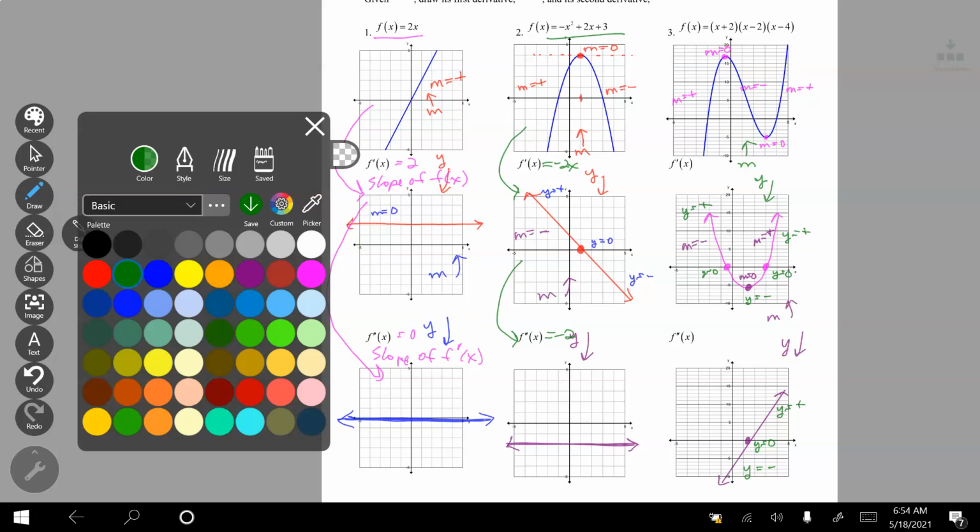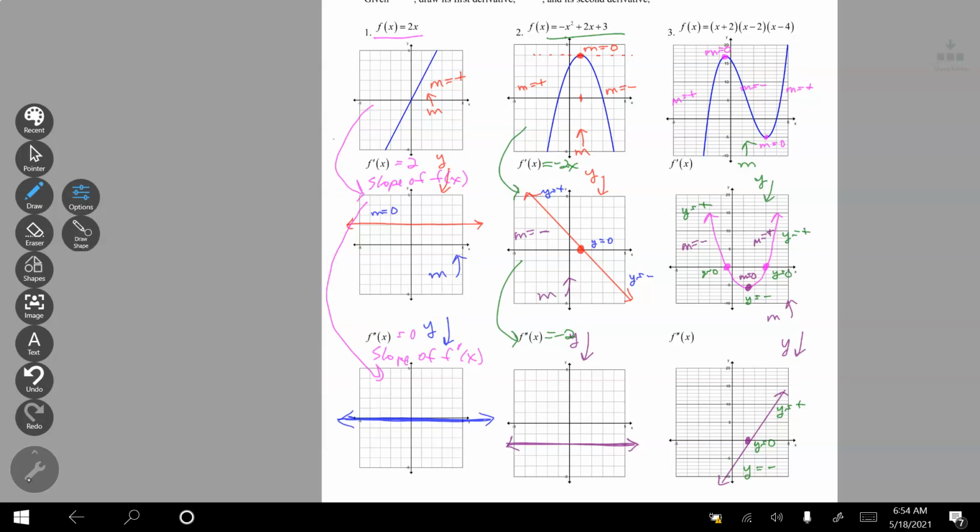But the big picture is this. When you want to go from the original graph to f double prime, f double prime is the concavity of the original function f of x. If you notice, this number is always negative. This value here is always negative. Y is always negative here, and that means the original graph was always concave down, and it is.